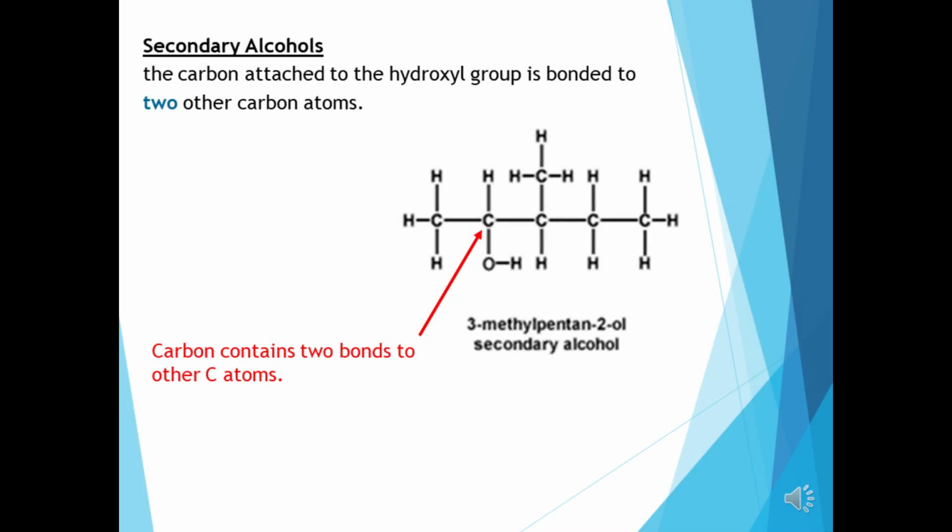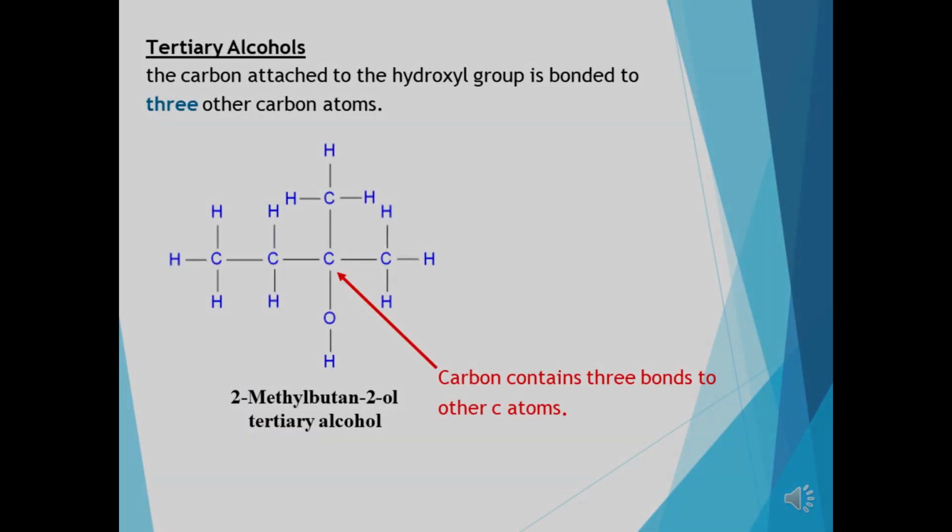Secondary alcohols, the carbon atom attached to the hydroxyl group is also attached to two other carbon atoms, as shown in this diagram of 3-methyl-pentan-2-ol. Please note, for a secondary alcohol, the hydroxyl group will never be on an end carbon. It will always be on the second, third, fourth, and so on and so on. Please also note that the branch cannot be on the same carbon as the hydroxyl group. That would then be known as a tertiary alcohol.